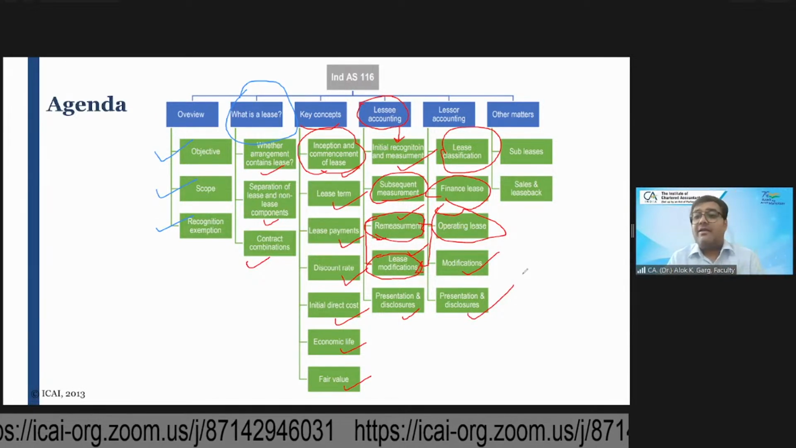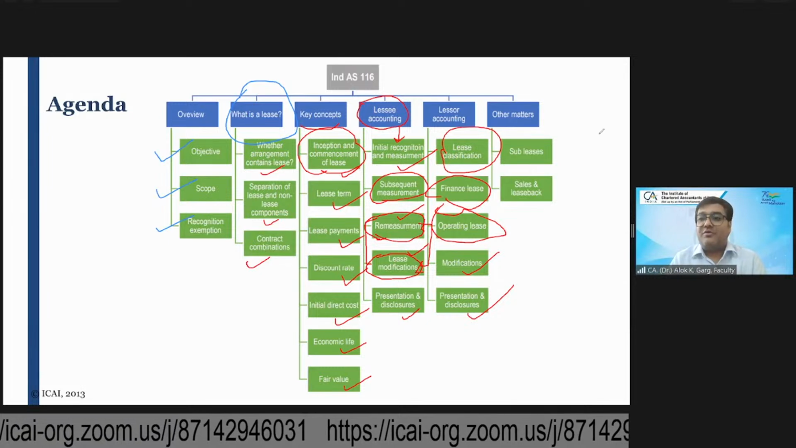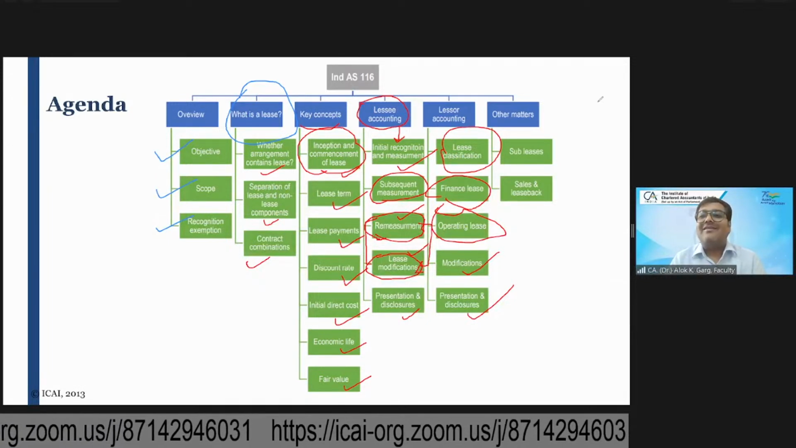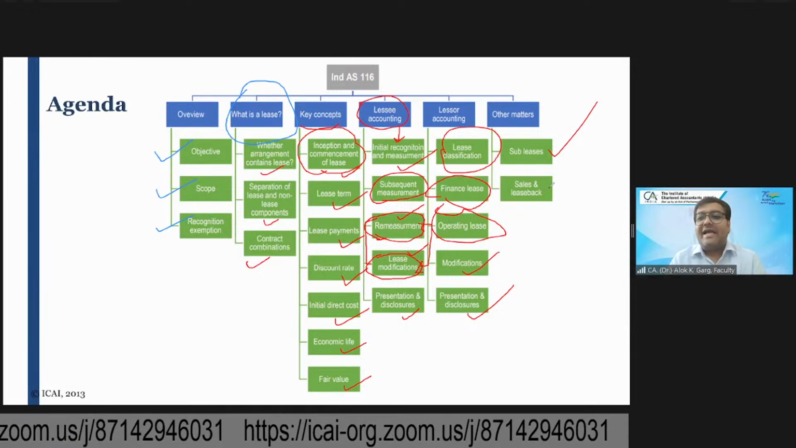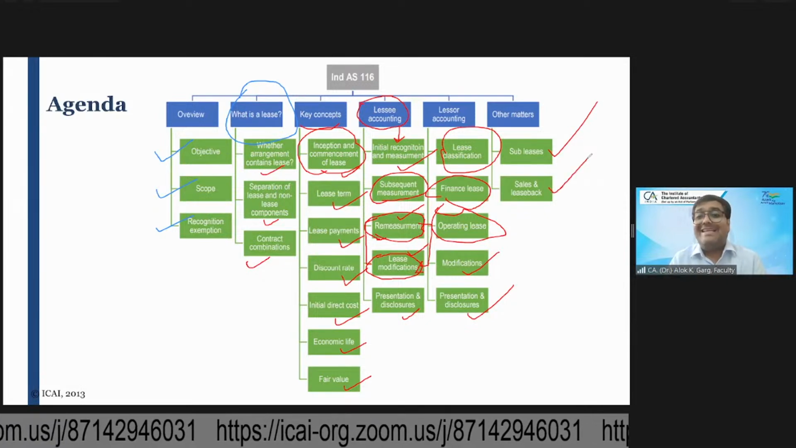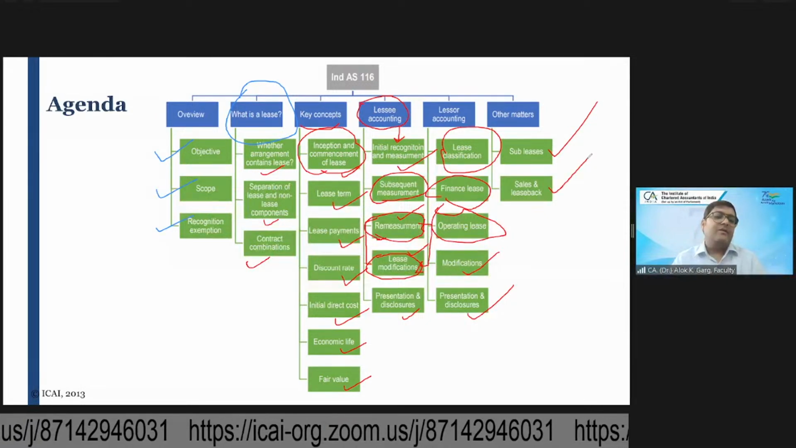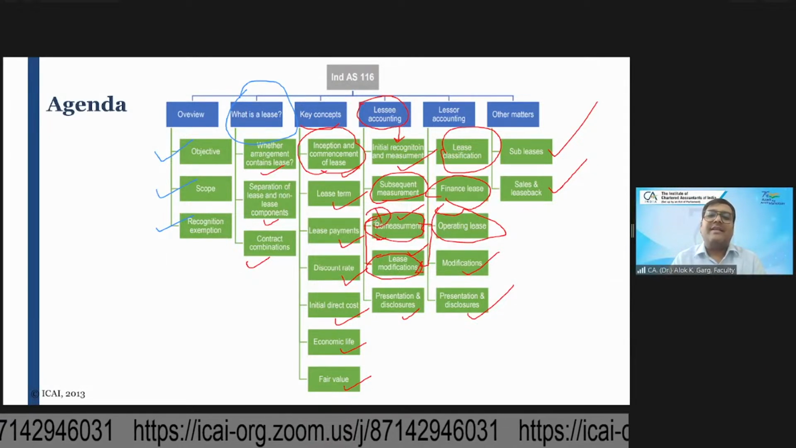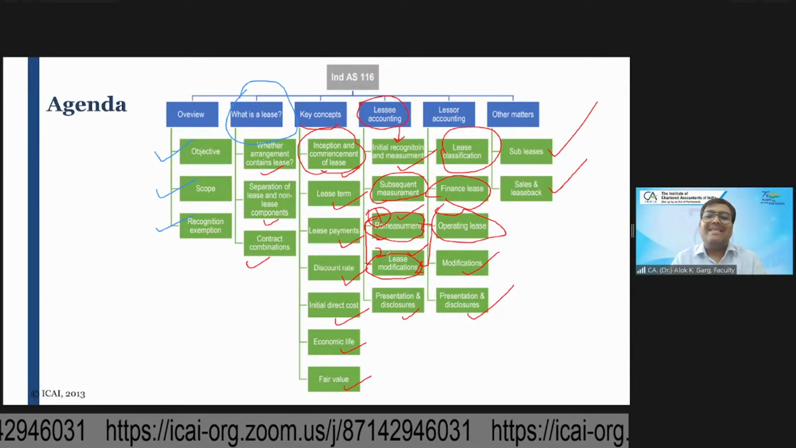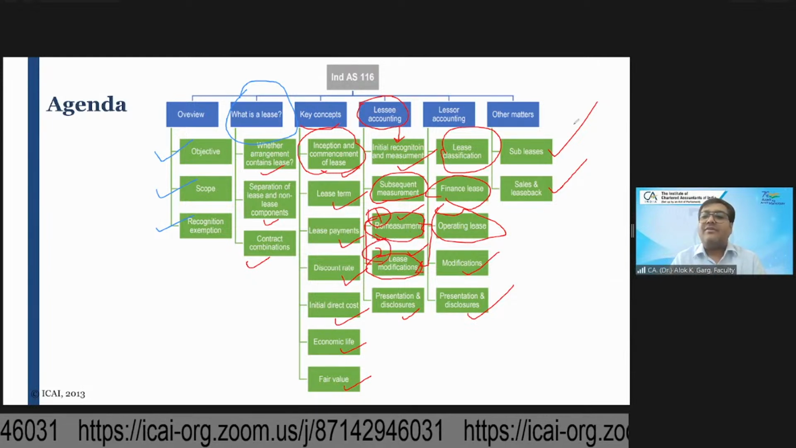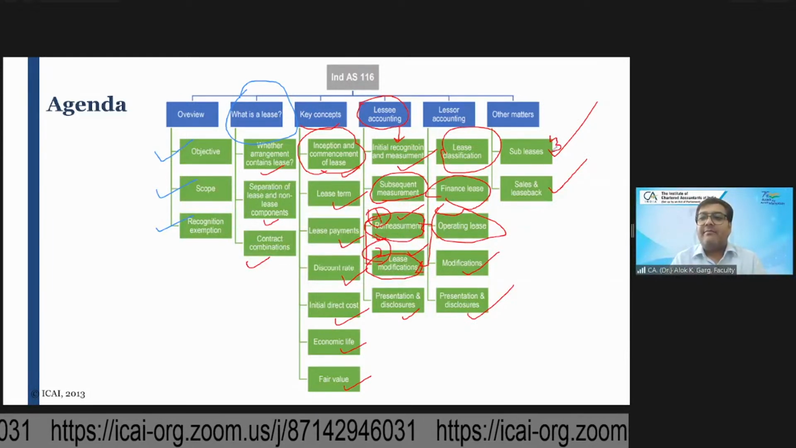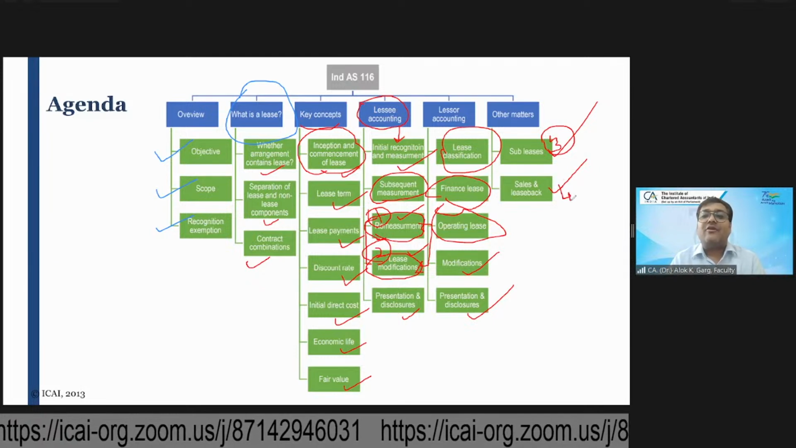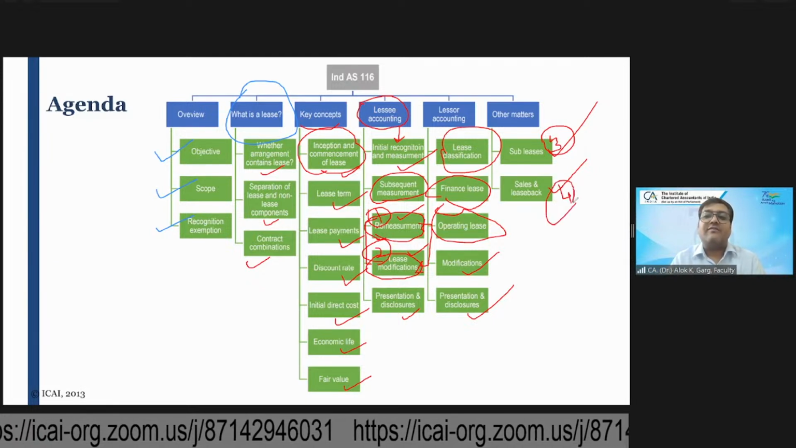Friends, again, whenever the question wants to test you on a complexity aspect, the question will check you on subleases, and on the sale and leaseback transaction also. So from the complexity perspective, number one is remeasurement, number two is lease modification, number three is subleases, and number four is sale and leaseback. So these four are the critical and complex aspects in Ind AS 116.